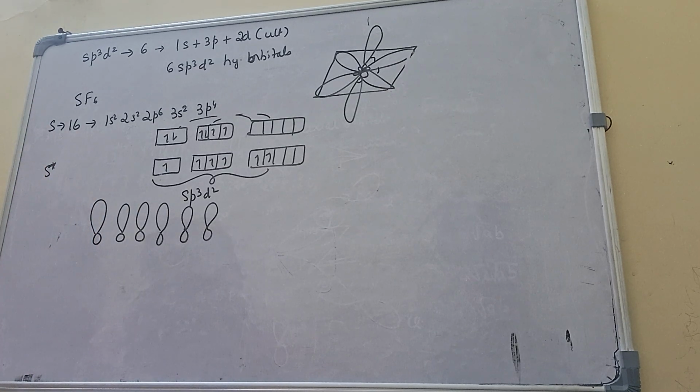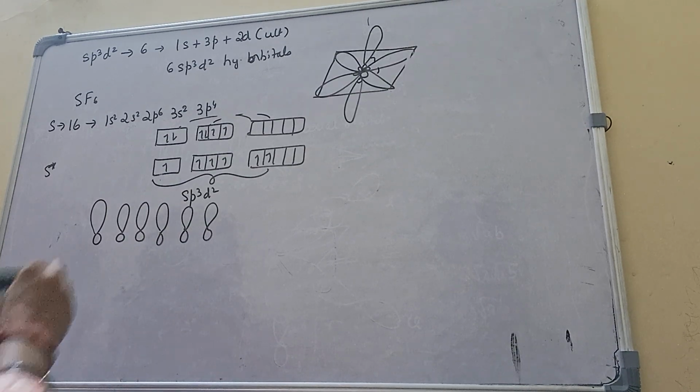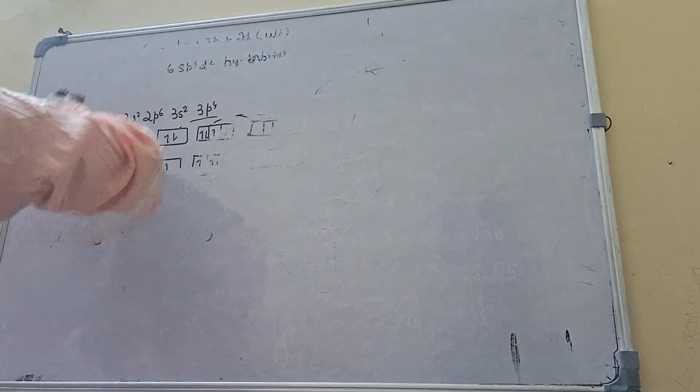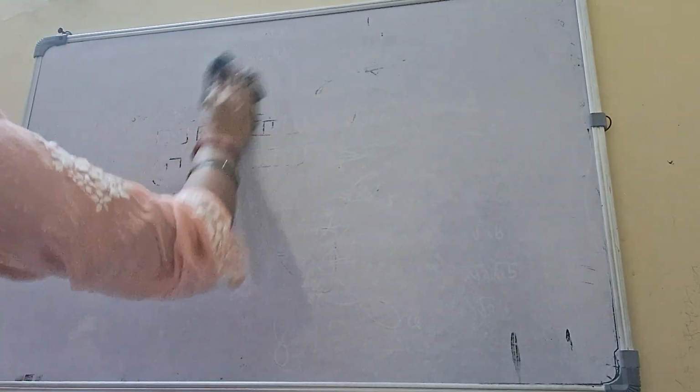Alright, so that's about hybridization. I think we can go ahead and start with molecular orbital theory. Maybe the intro part I will do, but the writing, how we write the molecular orbital diagram, we will take up in the next video, which will be the last video.